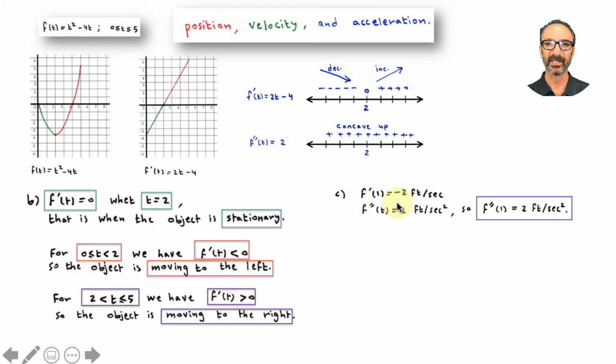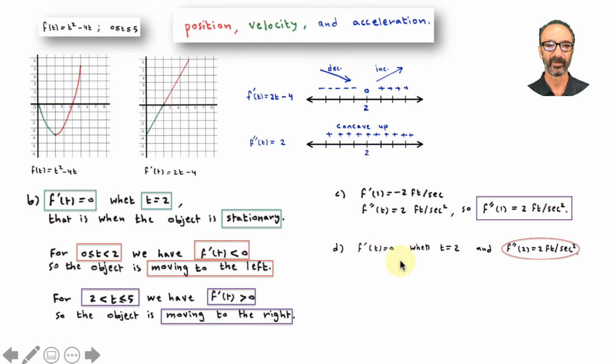Part C was asking about what is the acceleration and the velocity at 1, after 1 second. So you have f prime, plug in 1, you get -2 feet per second. Find the derivative of this, which is always 2. F double prime at 1, it doesn't change from 2, it's 2 feet per second squared.